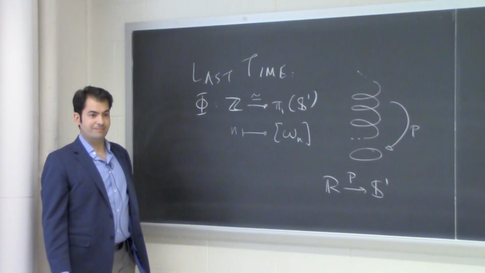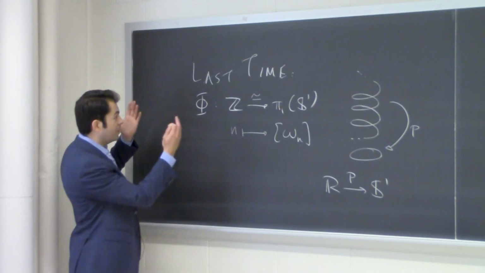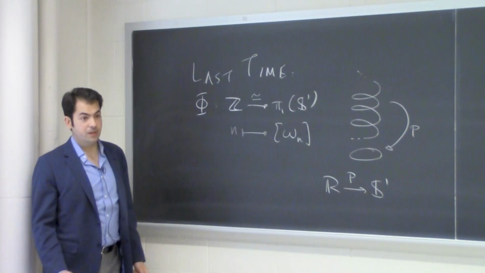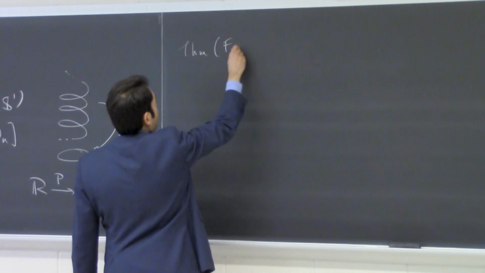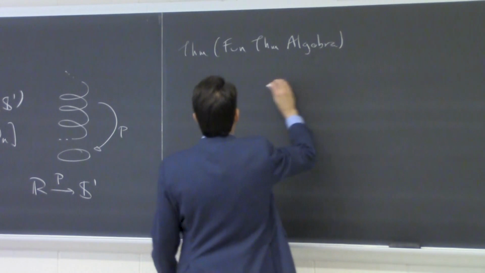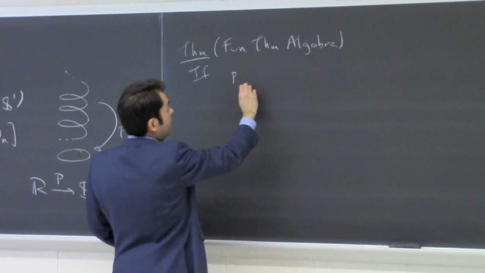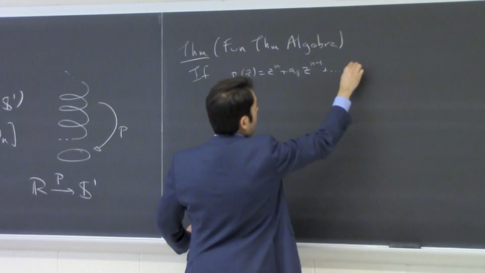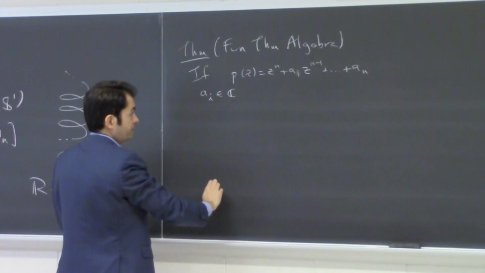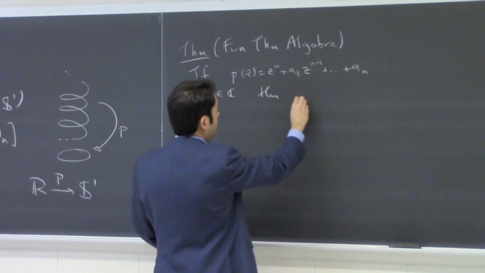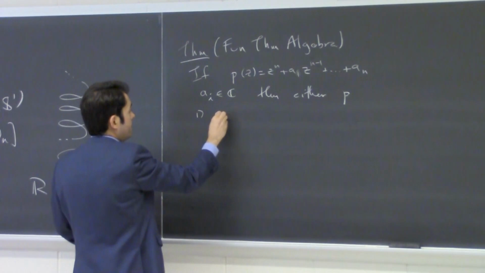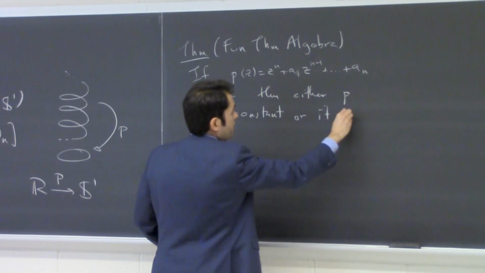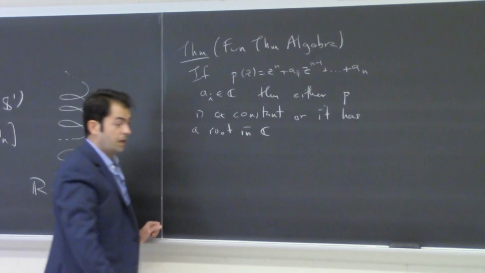Okay, great. So now that we have a non-trivial fundamental group, we will start by seeing some consequences of that. So the first one, as we anticipated last time, is the fundamental theorem of algebra, which says that if P is any polynomial in the complex numbers, then either P is a constant or it has a root in the complex plane. Okay?